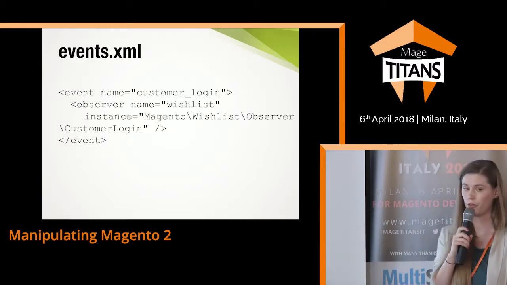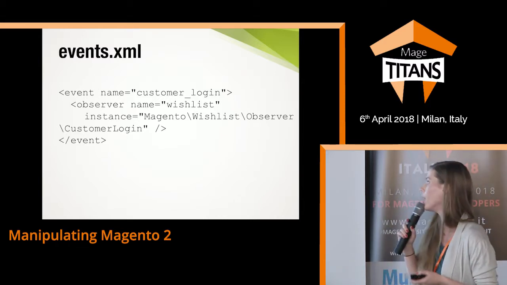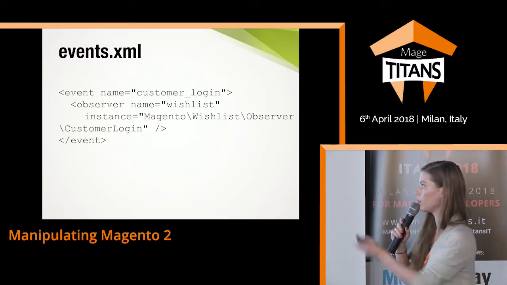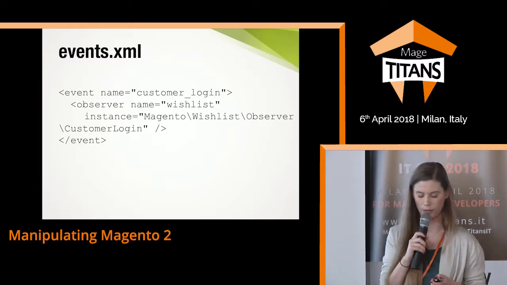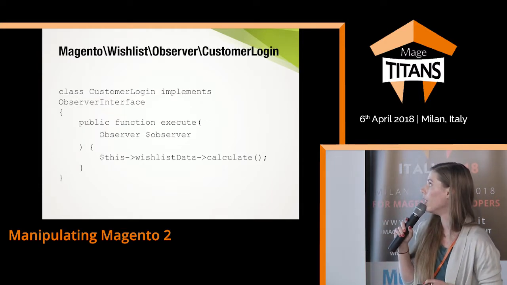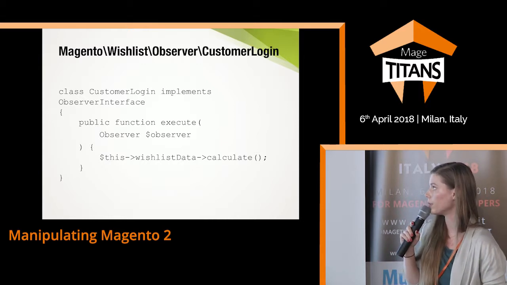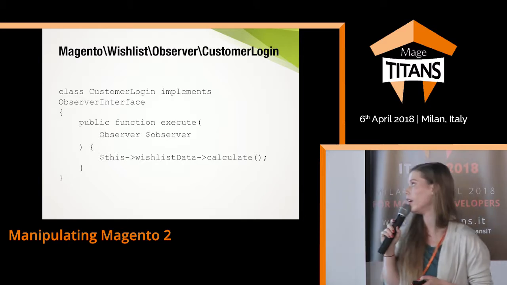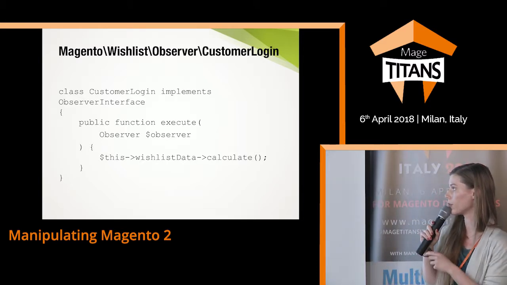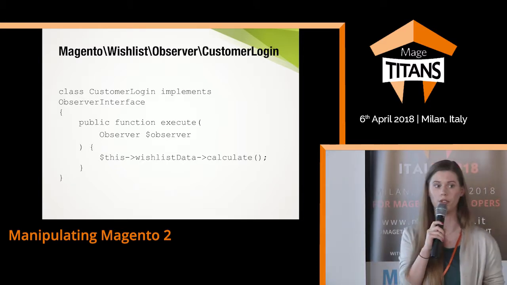You can define your events in the event XML. You basically just say which event you want to listen to, and then you say which observer there is. If you create an observer, it must implement the observer interface, and that's basically it. It will get passed an observer class, which you can use to retrieve the event data.